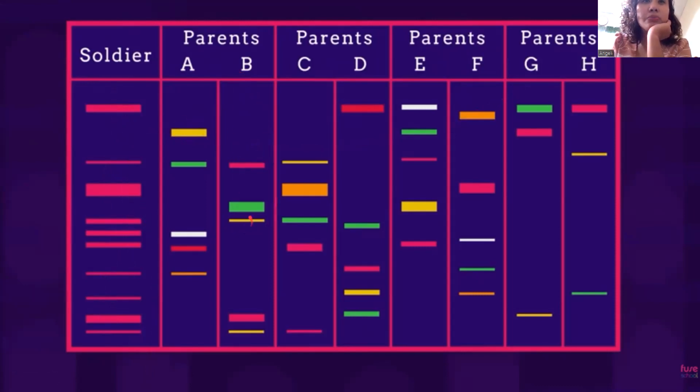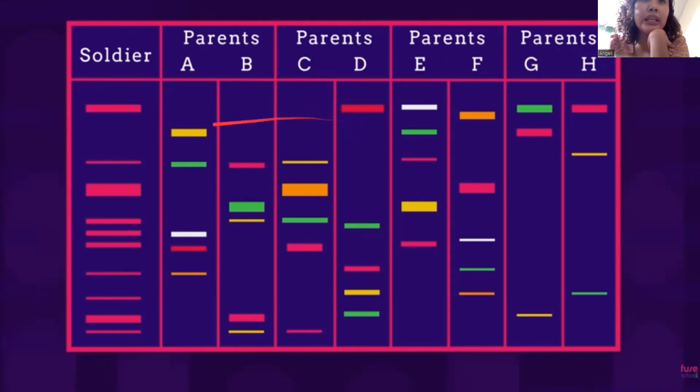Itong parents B, may kamatch naman, dalawa. So, 1, 2, 3, 4, 5. So, 4 out of 5, kamatch yung parent B. Sa parent A, 1, 2, 3. 3 out of 5. Yan. So, mataas na rin. Kaso, tingnan natin itong parent C and D.